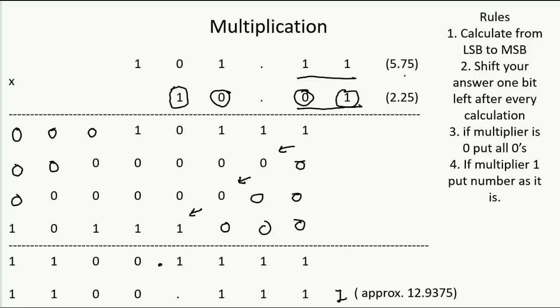So we can also verify in decimal: 5.75 multiplied by 2.25 results in 12.9375 as the final answer.